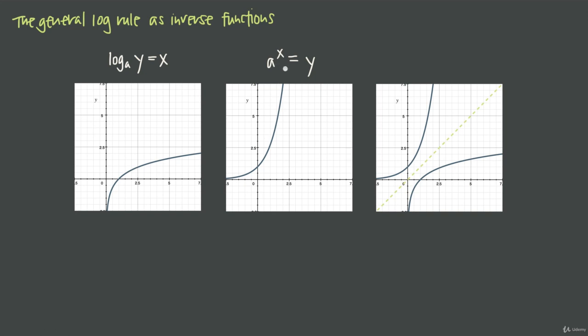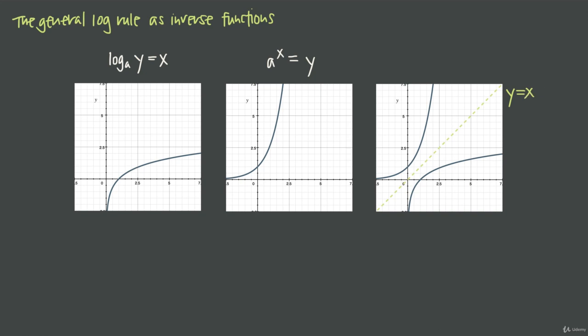The key here is that these two functions are inverses of one another, which means that they are reflected over the line y equals x. So this diagonal line is y equals x, and you see the logarithmic function down here and the exponential function up here. These functions are inverses of one another because their graphs are mirror reflections of each other over the line y equals x. Remember that inverse functions have their x and y values reversed.